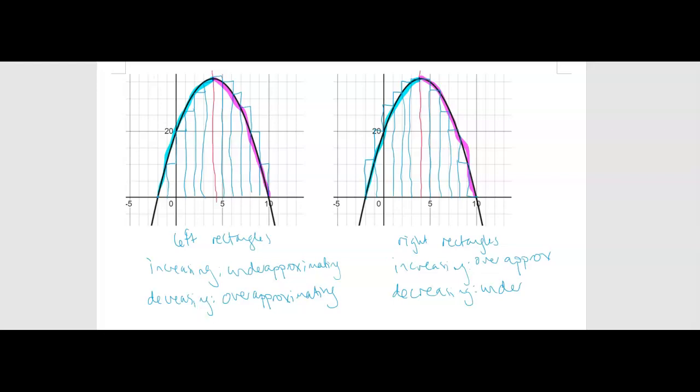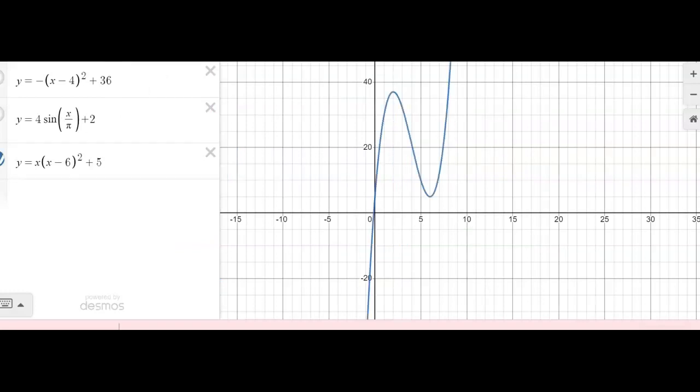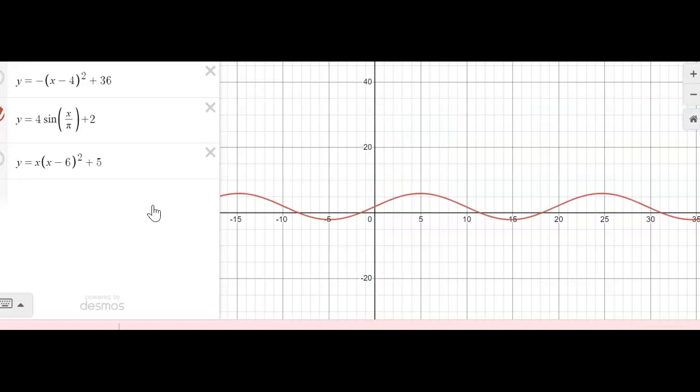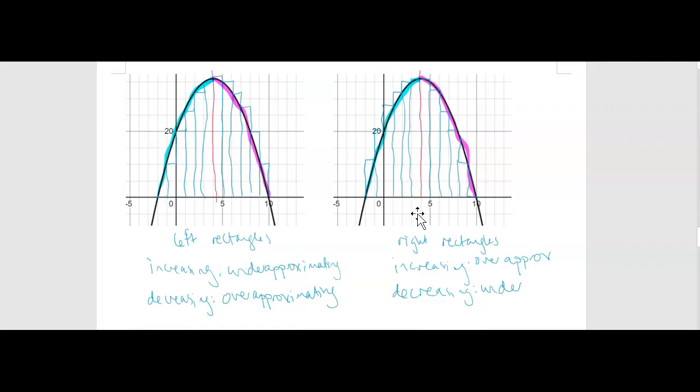So let's just have a look at our functions. The cubic has parts where it's increasing and decreasing, which is good, and the sine graph obviously does as well. So you could use any of them. If you had time, you could even go one step further and work out and show those values. So you've shown it visually, but you could also find the exact value.